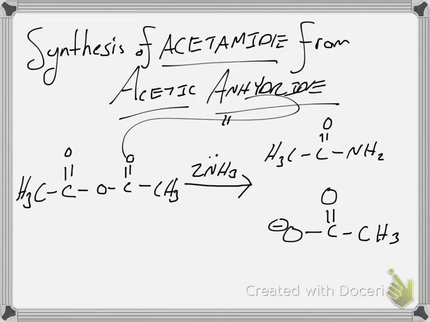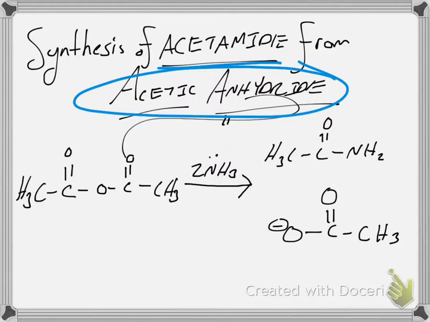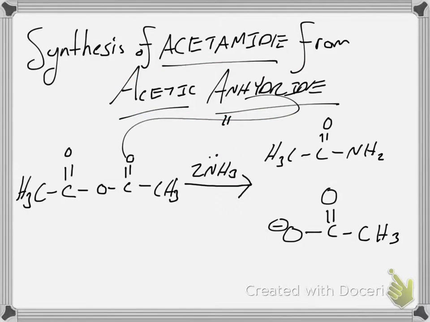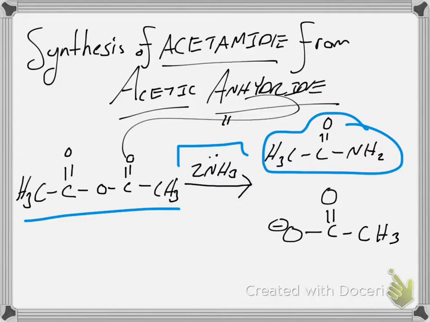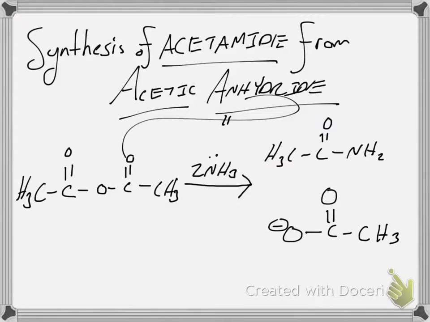Alright, so in this video I want to look at the reaction mechanism behind the synthesis of acetamide from acetic anhydride. So here on the left, in our reaction side of things, we have acetic anhydride, and we're going to react this with two equivalents of ammonia, which is going to give us acetamide here, as well as, of course, our other product, acetate anion.